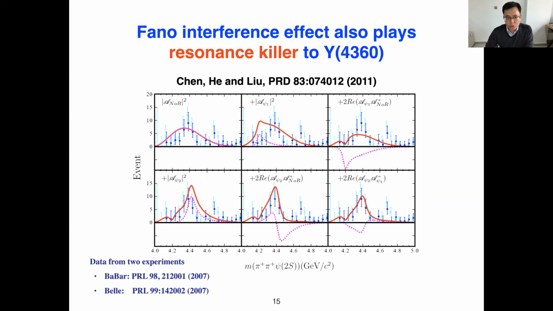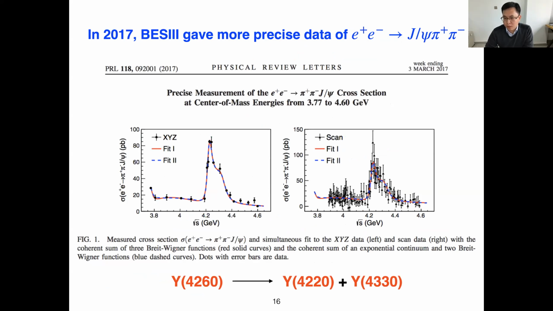In 2017, BESIII gave more precise data of e+e- to J/psi pi+ pi-. In these papers, they found that the signal of the Y(4260) contains two substructures. The first one is the Y(4220), and the second one is the Y(4330). So this is the new data.